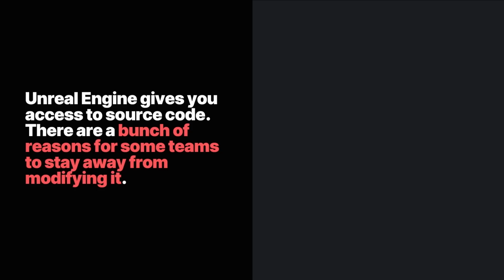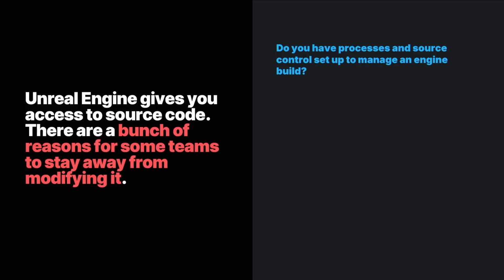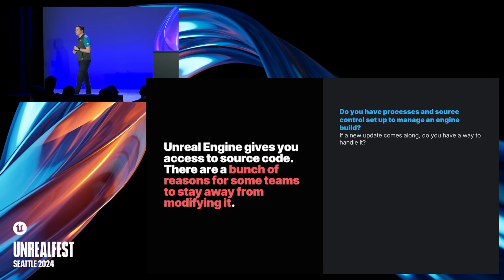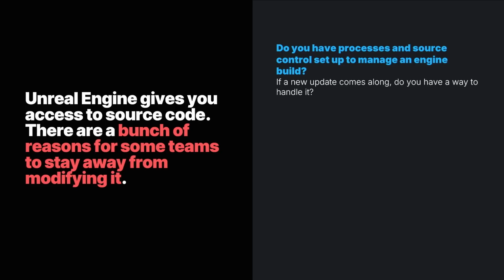But at the same time as there's a bunch of reasons to change it, there's also a bunch of reasons to stay away from modifying it. And this is pretty common too. So my first question is, do you have processes and source control set up to manage an engine build? If you're changing the source of Unreal, do you have a good system around that? Because it's a good idea for any studio that's a bit larger, that's likely to be touching engine source. And again, I want to stress that plenty of people release with just vanilla Unreal builds. This isn't essential, but it is pretty common as teams get larger and more selective about what they want to do. But if a new update comes along, do you have a way to handle it? Do you have good processes to switch over?